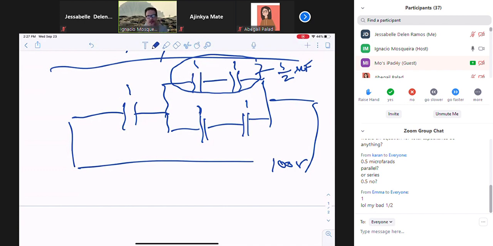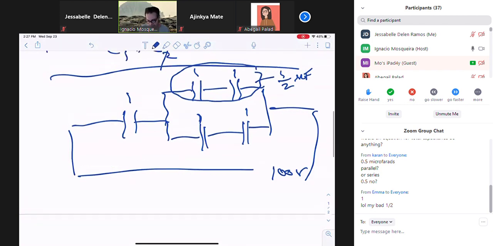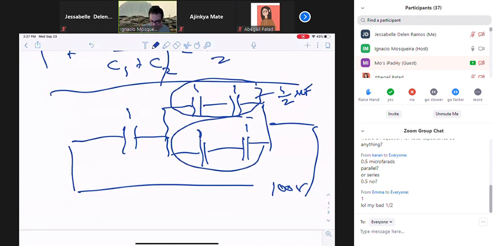So notice one thing in particular. It's good to remember this. When you have them in series, the equivalent capacitance is always less than either one of the capacitors you have. Always less. Okay, so 1/2 is less than 1 and 1. So the equivalent in series is always less than the capacitors you start out with. Okay, so this is 1/2. Well, the bottom is also 1/2 because it's the same thing.